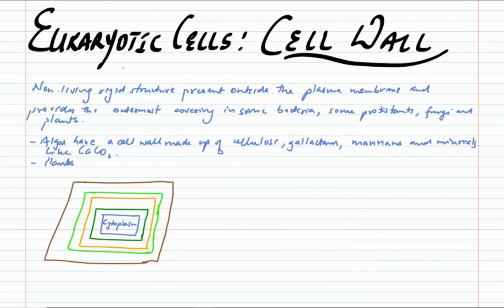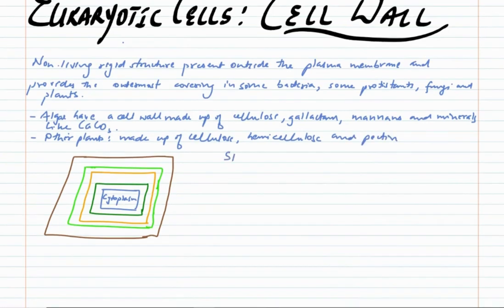On the other hand, in plants other than algae, the cell wall is made up of mainly cellulose, hemicellulose, and pectin.